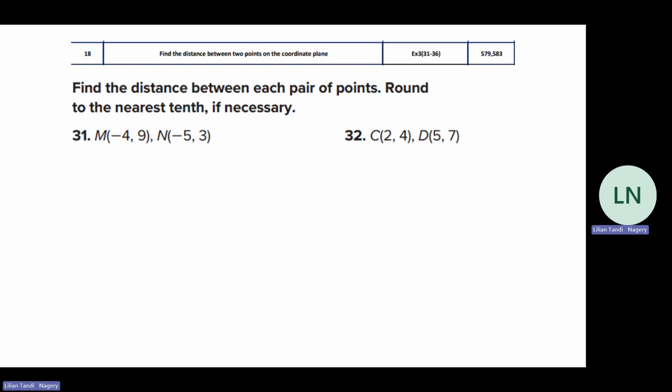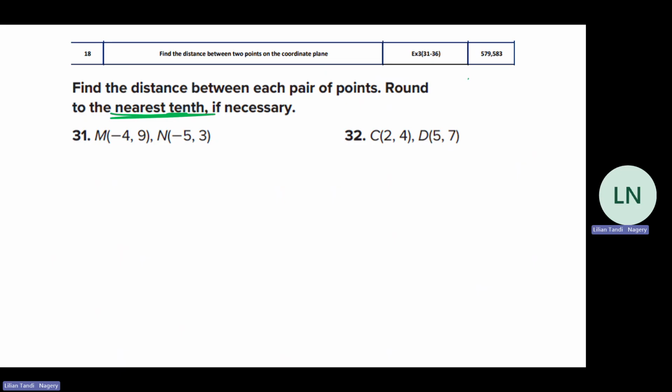Okay. Now we want to find distance. But after we find distance, we need the approximate value. How do I know I need the approximate value? Because the question says to the nearest tenth. So I have to remember how to round.